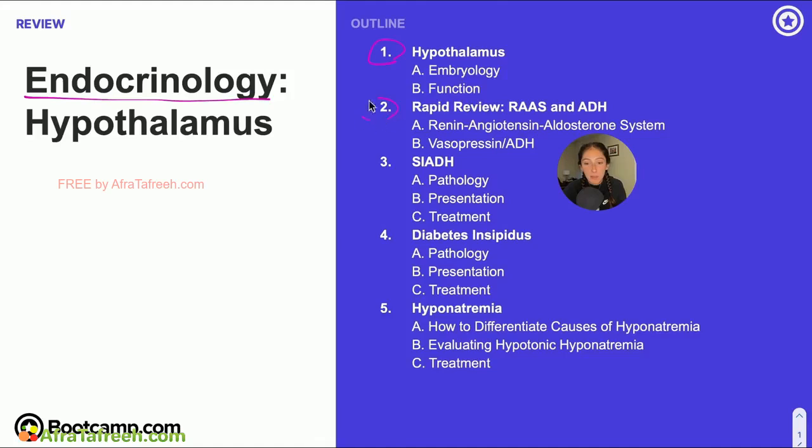Then we'll do a rapid review of the RAAS and ADH system, which will prepare us nicely when we talk about the syndrome of inappropriate ADH secretion. Of course, ADH is going to be produced by the hypothalamus, and we'll talk about the pathology, the presentation, and the treatment for the inappropriate secretion of ADH.